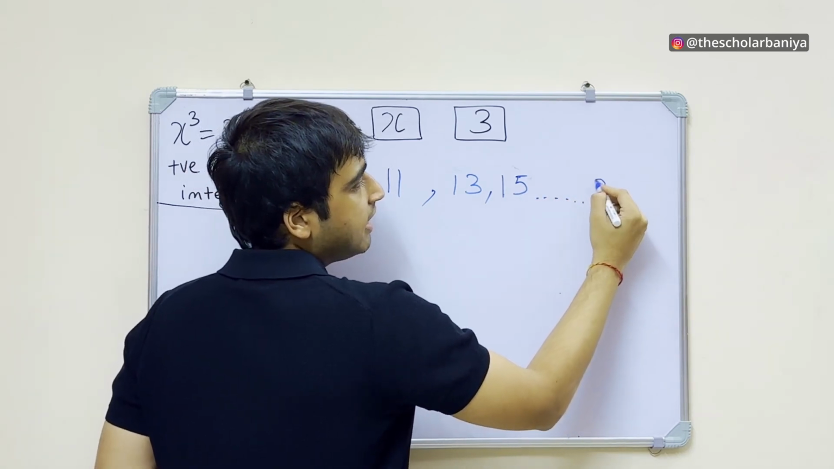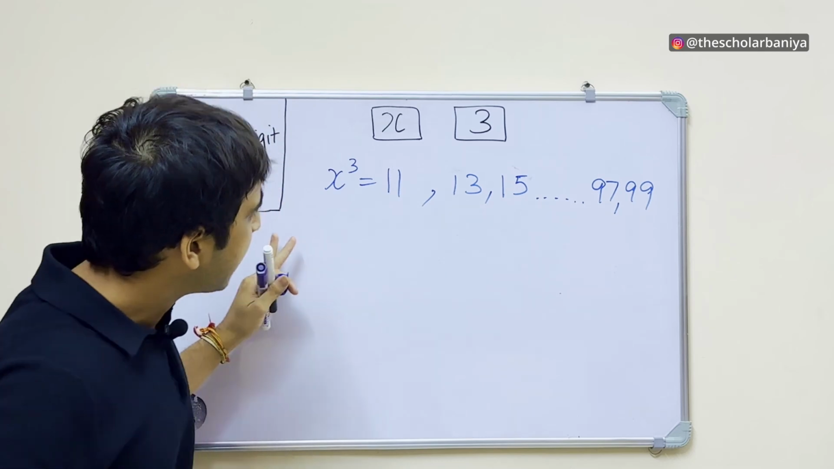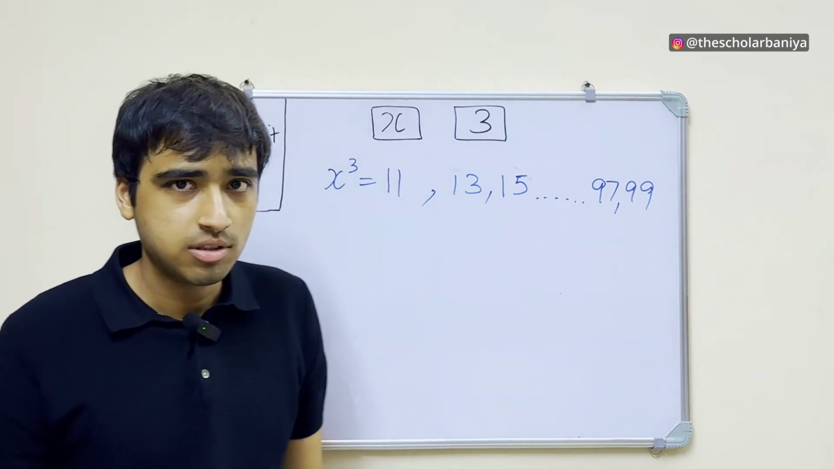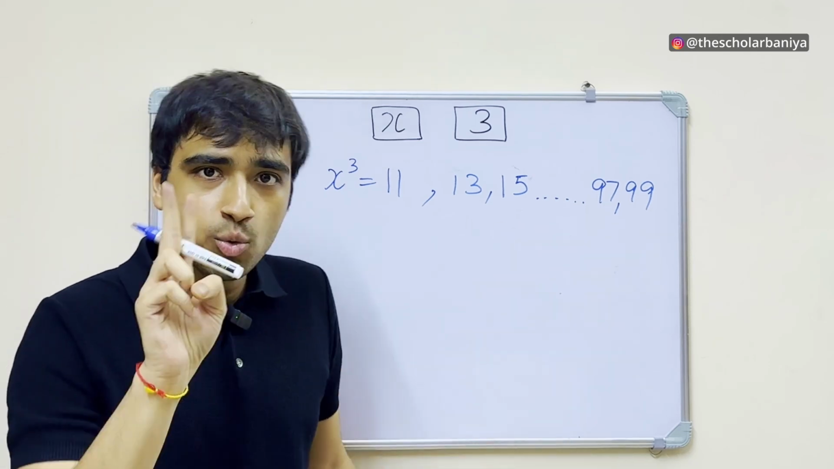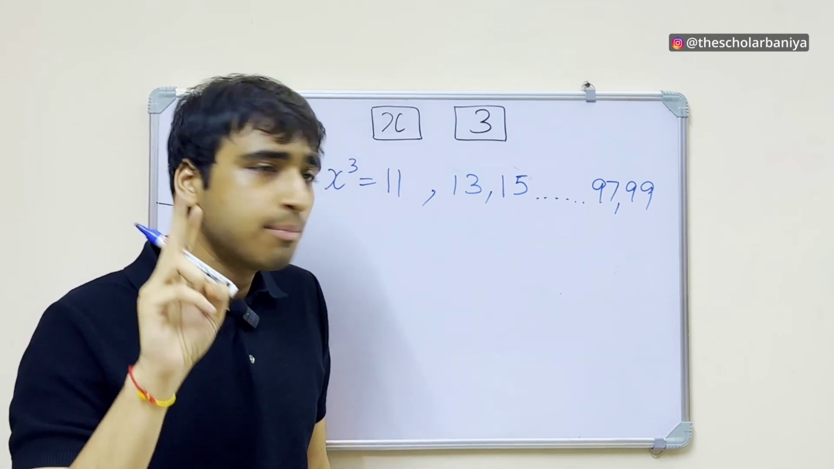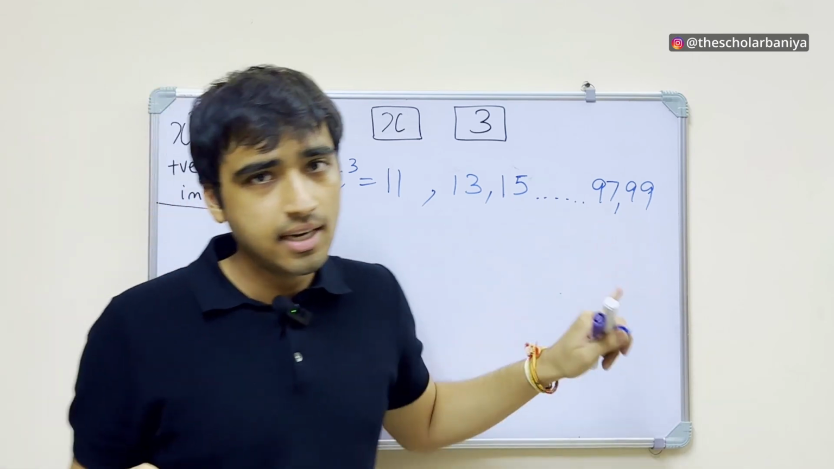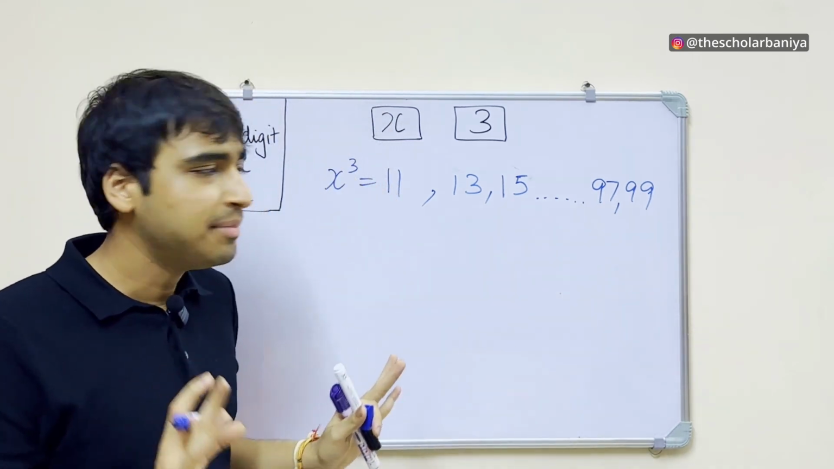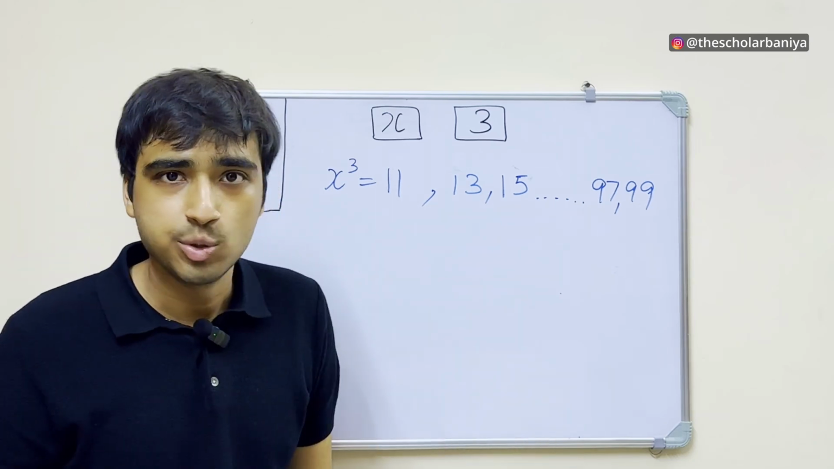Similarly, 97, 99. So basically x cube can be any of these values, right? I hope this should be clear. Why? Because all these values are two-digit, they are positive, they are odd, and they are integers. That means x cube can potentially be any of these values, right?